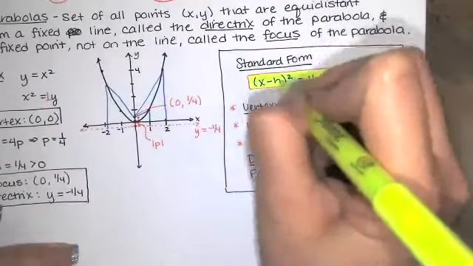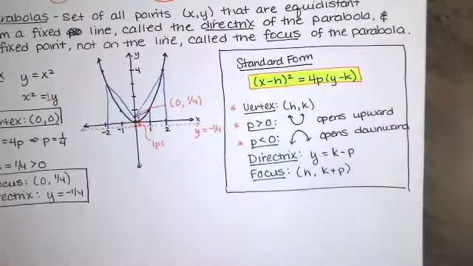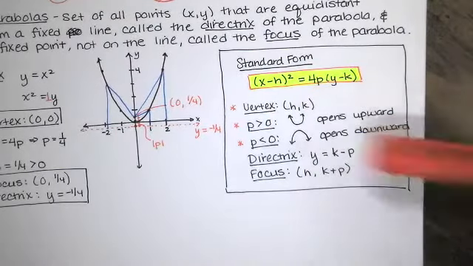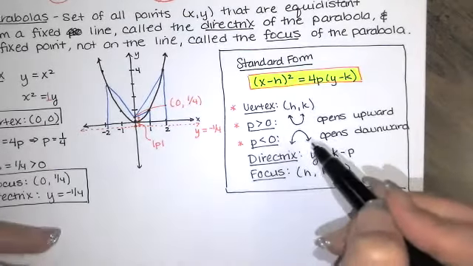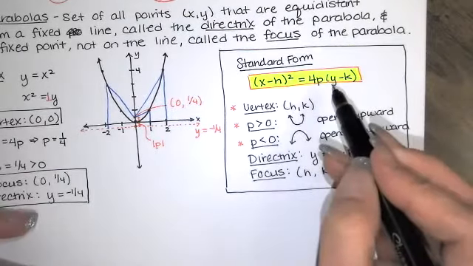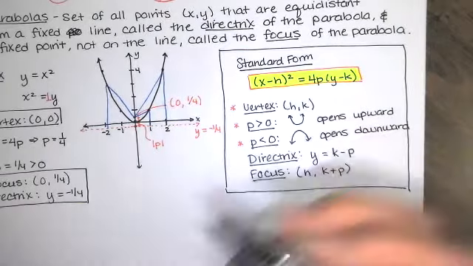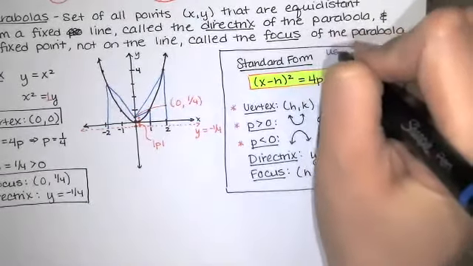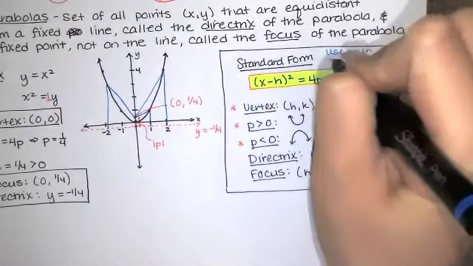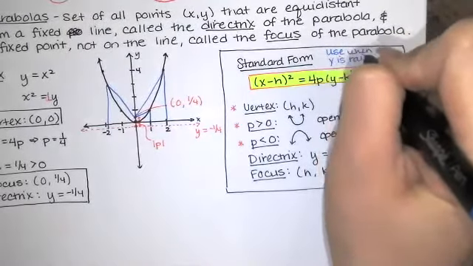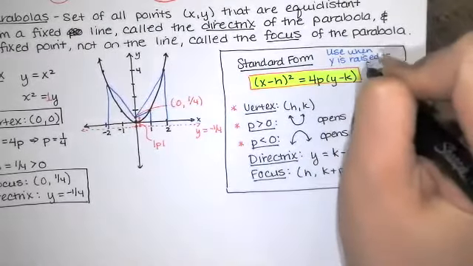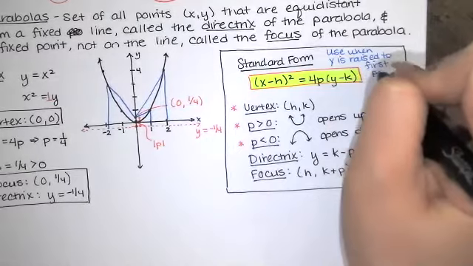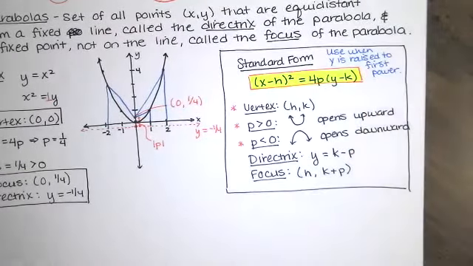Now, if you're saying to yourself, when I look at the equation, how do I know it opens up and down or left and right? It opens up and down like this, one of these, if y is raised to the first and x is being squared. So I'm just going to say, use this when y is raised to the first power and x is squared.